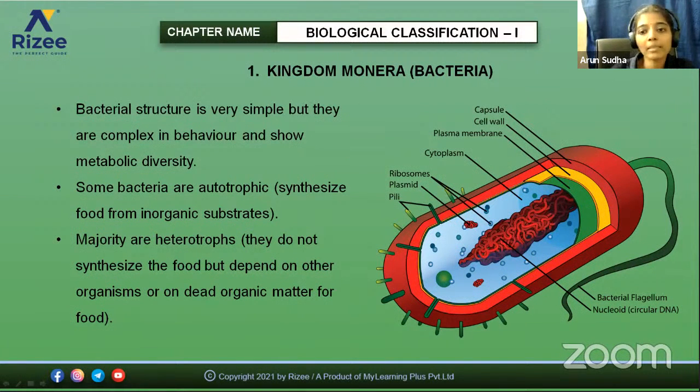If you see the structure of bacteria, what are the differences between this bacterial structure and other eukaryotic cell structure? For example, the bacterial structure is very simple, but they are complex in behavior. Since it is unicellular, all the functions are done by a single cell. So complex in behavior, and they show metabolic diversity. Some bacteria are autotrophic. You know, autotrophic means they can synthesize their own food. How are they synthesizing their own food? From inorganic substrates. And the majority are heterotrophs.